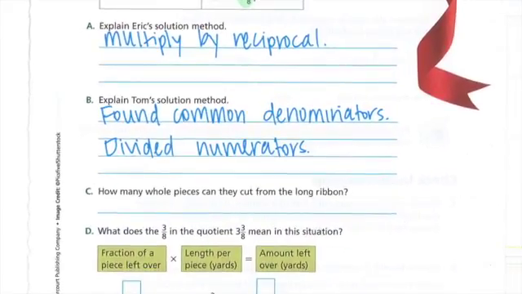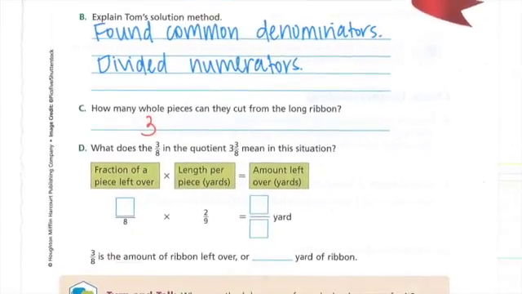C says, how many whole pieces can they cut from their ribbon? Well, if their quotient was 3 3/8, they have 3 whole pieces. What does the fraction 3/8 in the quotient 3 3/8 mean in this situation? The fraction of leftover pieces was 3/8 times 2/9. So they had 3/8 of a piece that they were trying to cut left.